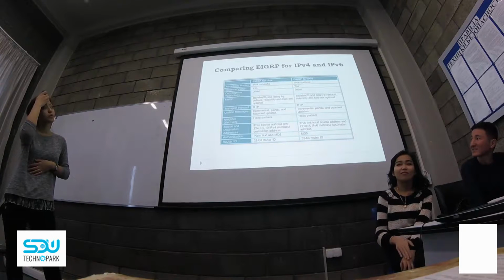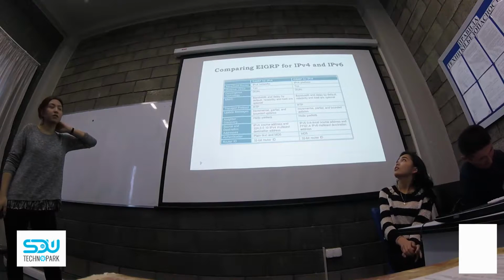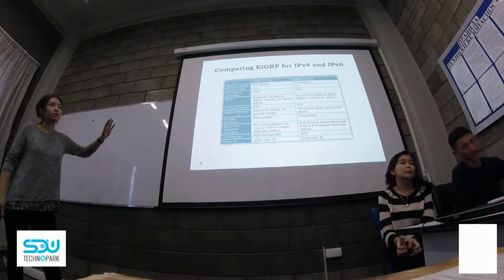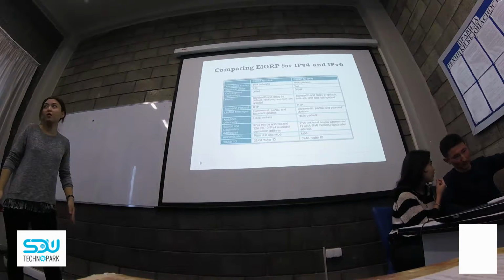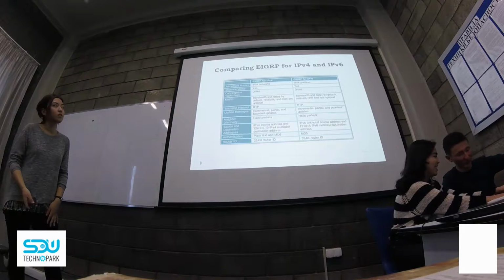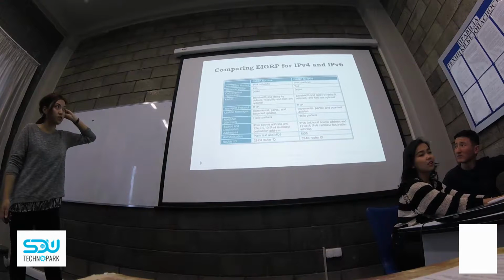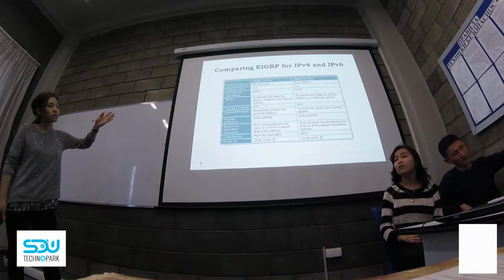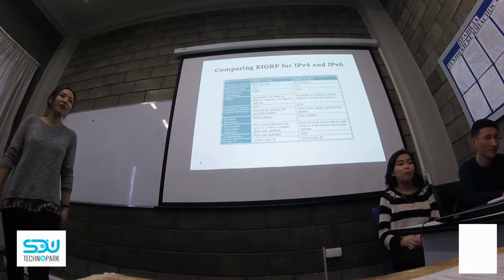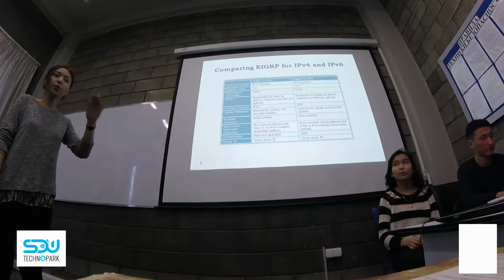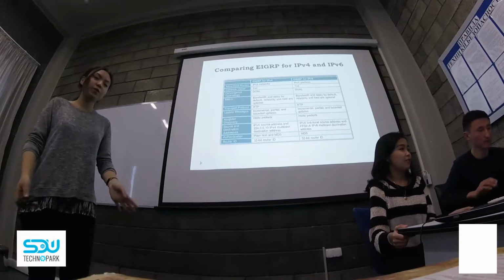We can compare EIGRP for IPv4 and IPv6, but there is no big difference between them, only in the commands, where we need to type ipv6 before the command, because it is also distance vector and uses the same convergence technology and metric. Now we're going to show you how we can use the EIGRP protocol in practice. ABDULMALIK will show you now.